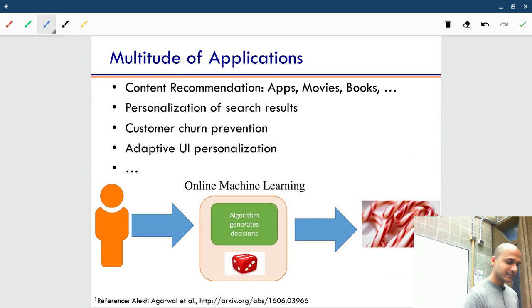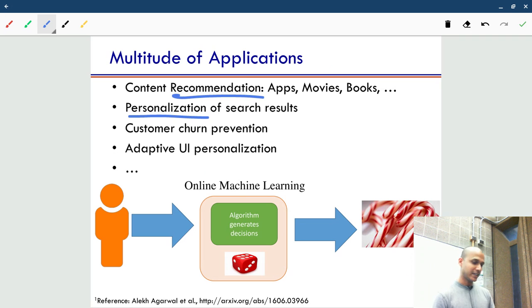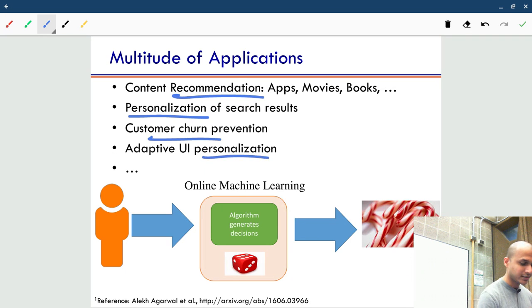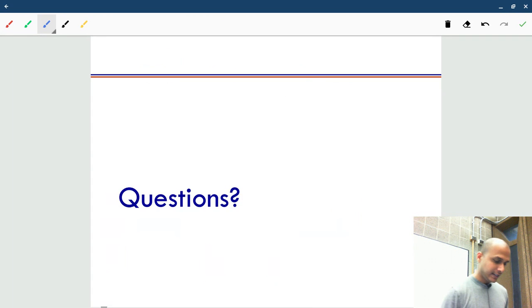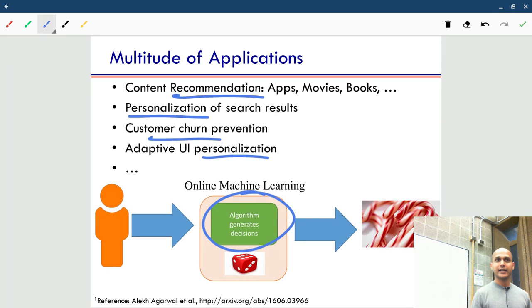And here I'm just listing a few other applications, mostly recommendation and personalization, but you can think of other things like churn prevention, UI personalization, things like that. We now need a block which takes feature vectors or context and produces actions rather than just labels. Actions seem to be richer, and we'll try to get there in phases.